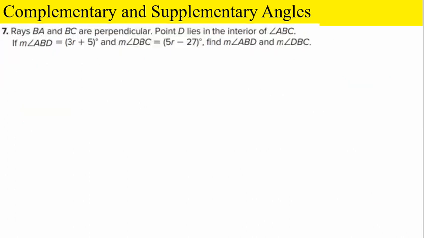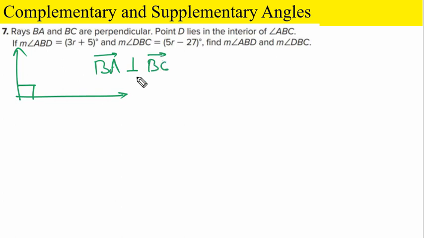Okay, the next question talks about rays BA and BC being perpendicular. What does it mean? That BA and BC are perpendicular means they make a 90 degree angle, or you can write BA perpendicular to BC. Point D lies in the interior of angle ABC. So this was BA, BC. D lies in the interior. What does it mean? That it is somewhere like this.